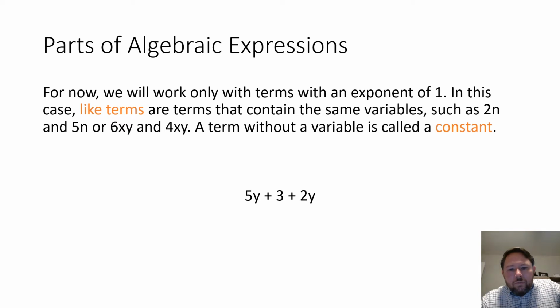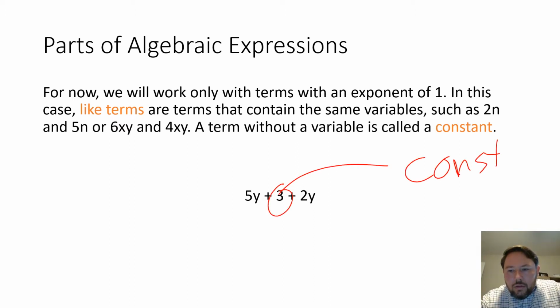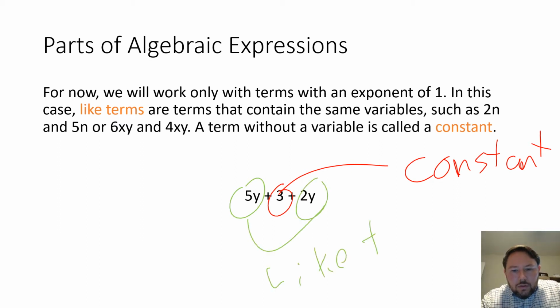A term without a variable is called a constant. So the 3 is a constant. Right? And the 5y and the 2y are both terms, and they happen to be like terms. So these are like terms. And that's because they both contain the variable y in them.